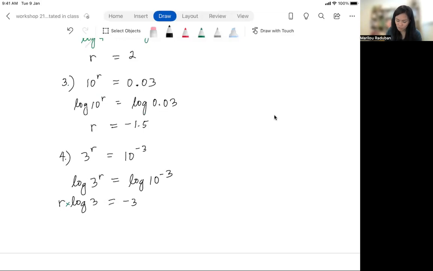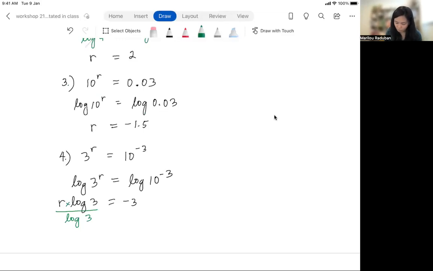So you see now what's different here. If your base is 10, the log can just cancel out that base. If your base is not 10, in this case it's 3, then you have to apply the rule when you're getting the log of that base 3 exponent r. Now r is being tied to log 3 via this multiplication sign, so you have to do the inverse of the multiplication by doing the division.